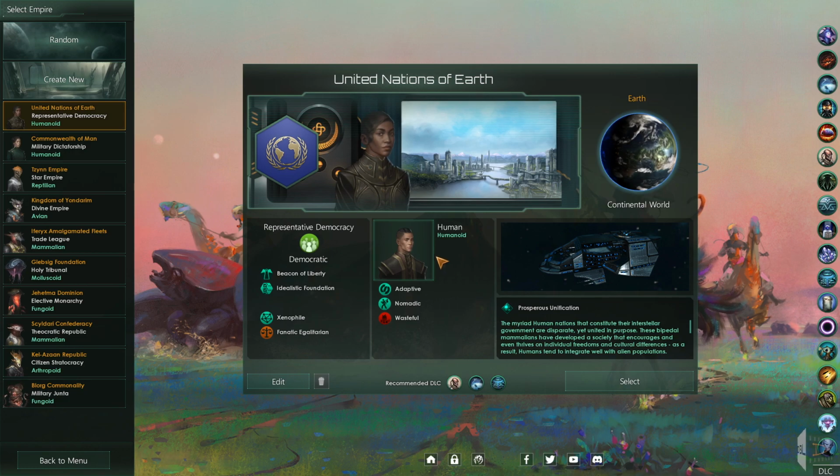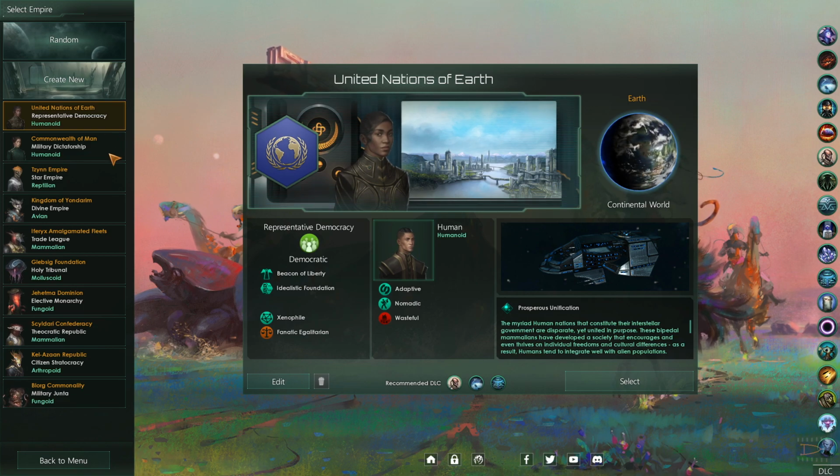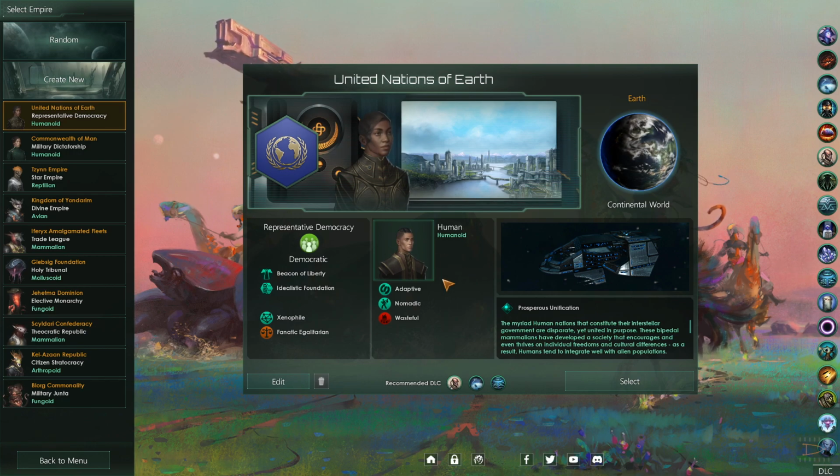Prosperous unification. So you've literally missed nothing if you're just popping in now. I'm probably just going to read through these. I don't know that I'm going to be comfortable choosing an alien race. I typically gravitate toward things I'm familiar with, at least at first. Looking over here, Commonwealth of Man is a military dictatorship. I highly doubt I'm going to go that way. There's a pretty good chance I'm going to go United Nations of Earth, because it sounds the most like the Federation.